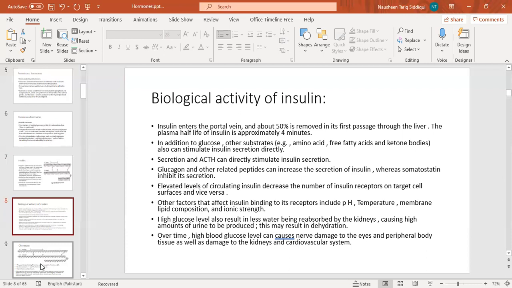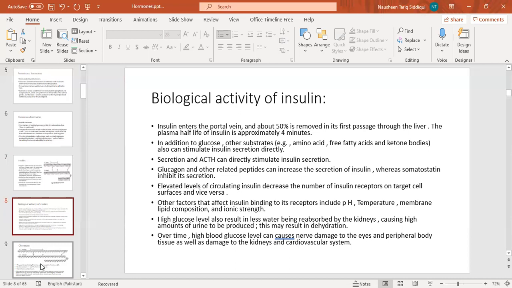High glucose levels also result in less water being reabsorbed by the kidneys, causing high amounts of urine to be produced. This may result in dehydration, especially profound in diabetic patients. Over time, high blood glucose levels can cause nerve damage to the eyes and peripheral body tissues as well. Damage to the kidneys and cardiovascular system.